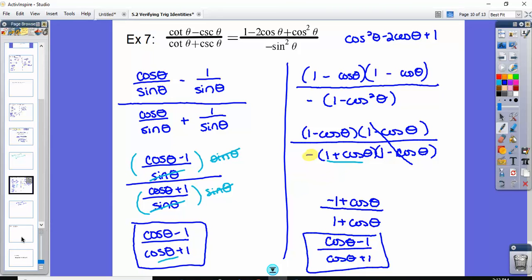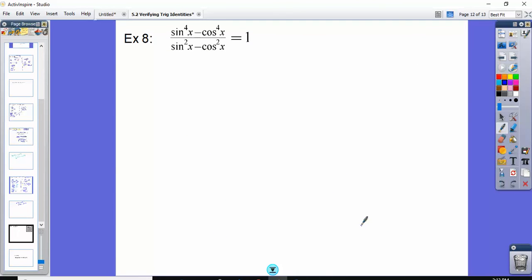Okay, definitely the most challenging problem we've done today. So if you need to take a second and rewatch any of that, please do so. One final problem for today. I think we can all agree that the right-hand side is nicer. So I'm boxing in the 1. That's my goal.